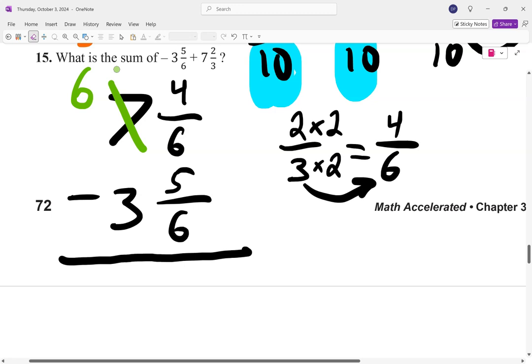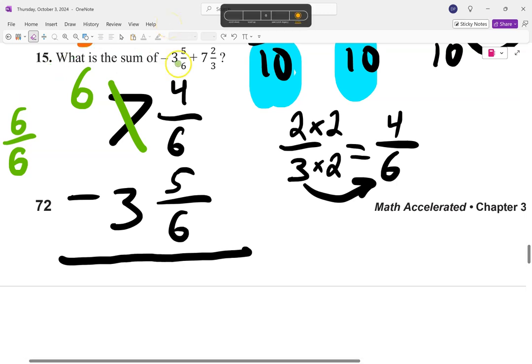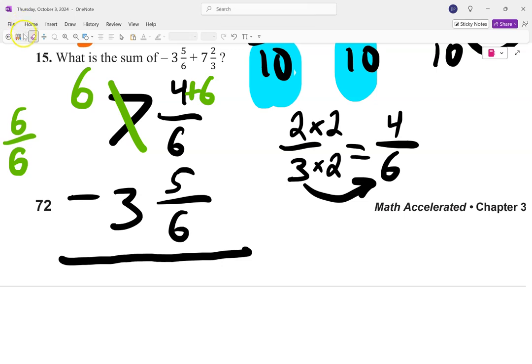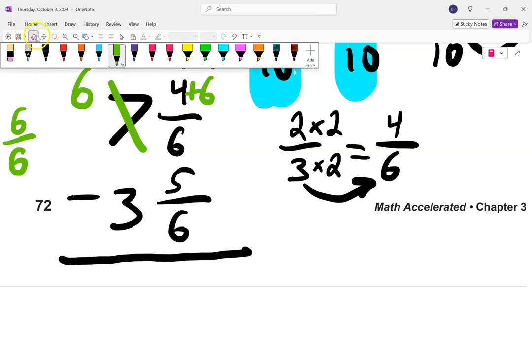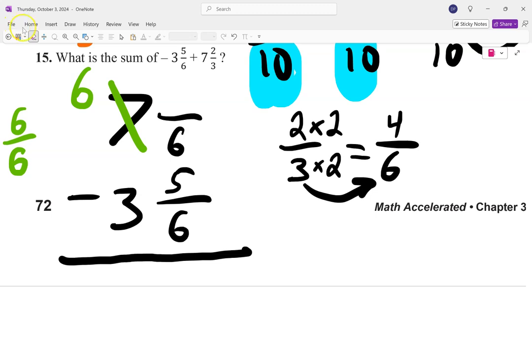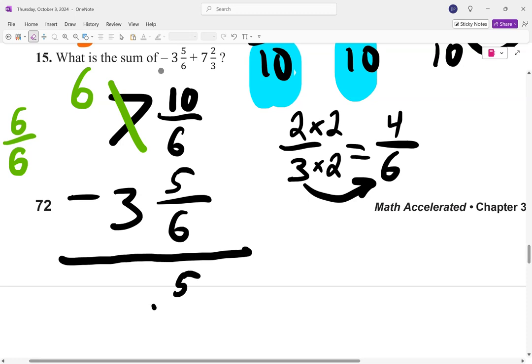Now, when we borrow a whole, that's 6/6. Remember? So I'm going to add the 6 I borrowed to the 4. Right, so that makes 10. I'm going to write 10 to make it a little cleaner. Okay, now we can subtract 5/6, and 6 minus 3 is 3. And good guys win. Did I get the same answer? I hope so. Yes, I did.